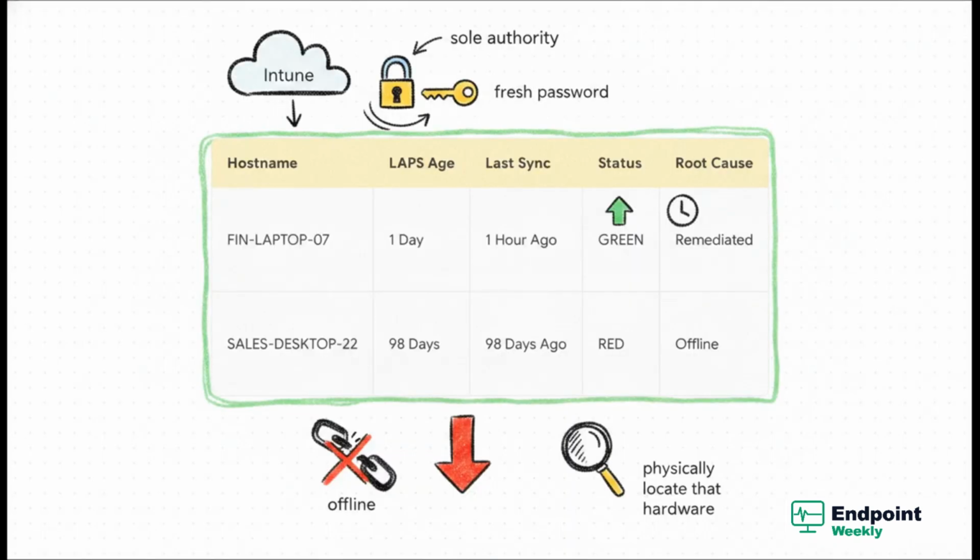If you stick to that playbook, here's what your environment will look like 24 to 48 hours post-remediation. Look at FinLaptop07 now. It's synced, Intune's the sole authority, it generated a fresh password, the age is down to 1 day, and it flips to a healthy green. Meanwhile, that offline sales desktop remains stubbornly red, which is actually correct, telling us that while our engineering fix worked perfectly, we still need to physically track down that missing hardware.